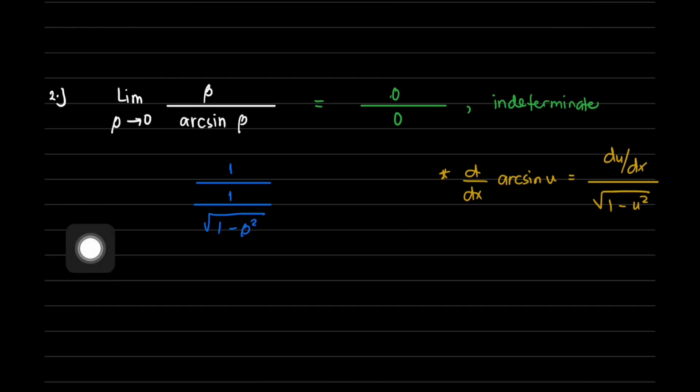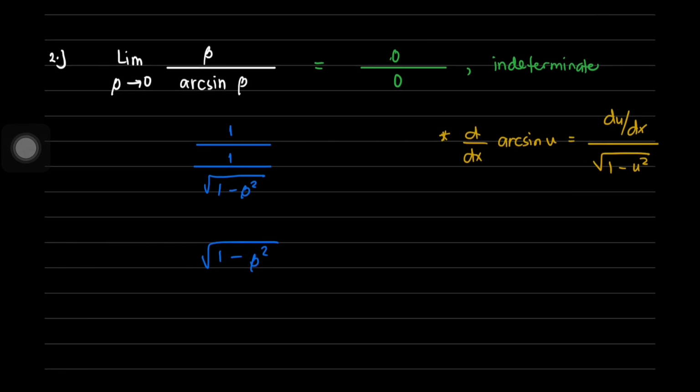Now, if we're going to simplify this one, this is equal to the square root of 1 minus beta squared all over 1, or simply the square root of 1 minus beta squared. Evaluating the resulting expression as beta approaches 0, this is now equal to the square root of 1 minus 0 squared, or equal to 1.